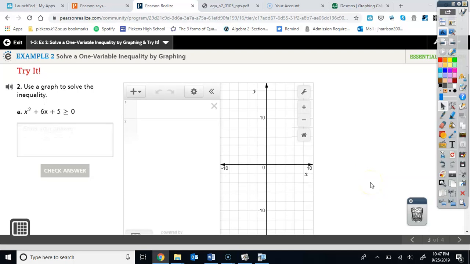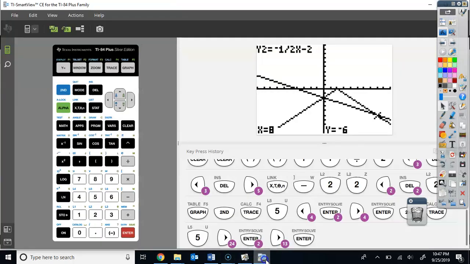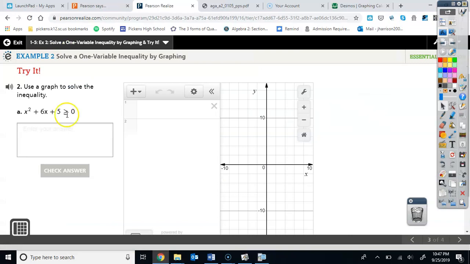Alright, so here's an example in your Try It in your workbook. You could do this, or you could also use Desmos to help you, like I said, or you could use the graphing calculator, the TI. I think Desmos is going to be a little better on these problems. But we want to know when x squared plus 6x plus 5 is greater than or equal to 0. So notice there it says greater than or equal to 0. That'll come into play in just a minute.